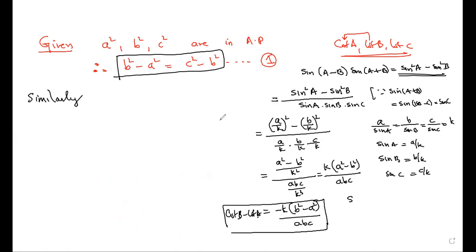Similarly, in place of A B, what will I put? C. Cot C minus cot B. So in place of B, C will come, and in place of A, B will come. The denominator abc remains abc in all three. This is your equation number 2 and this is your equation number 3.